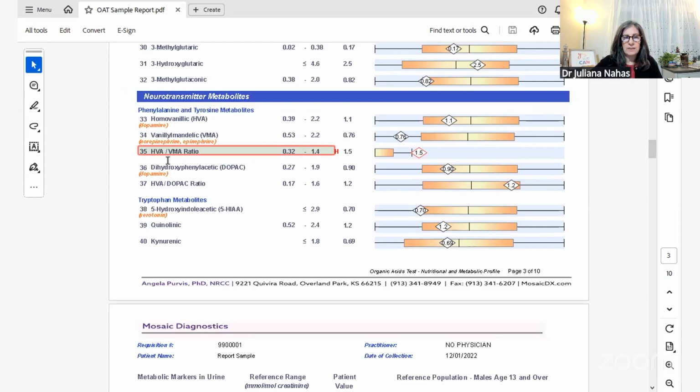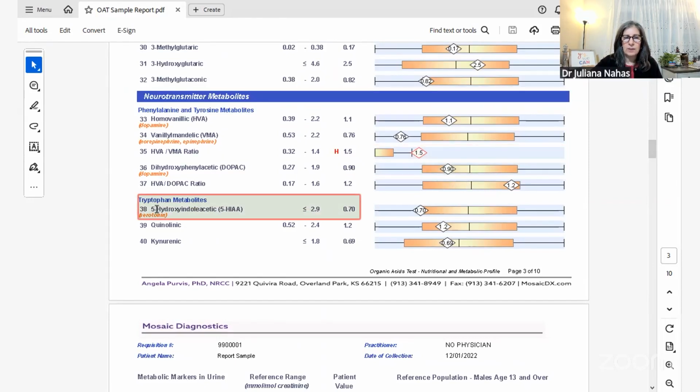And you can even see the HVA to VMA ratio is elevated. So again, it's telling you there's more dopamine relative to norepinephrine, so there's definitely an imbalance. I do look at DOPAC and the HVA to DOPAC ratio if there's a marked lowering or increase. But in this case, it's still okay, so I'm not going to worry too much about those right now.